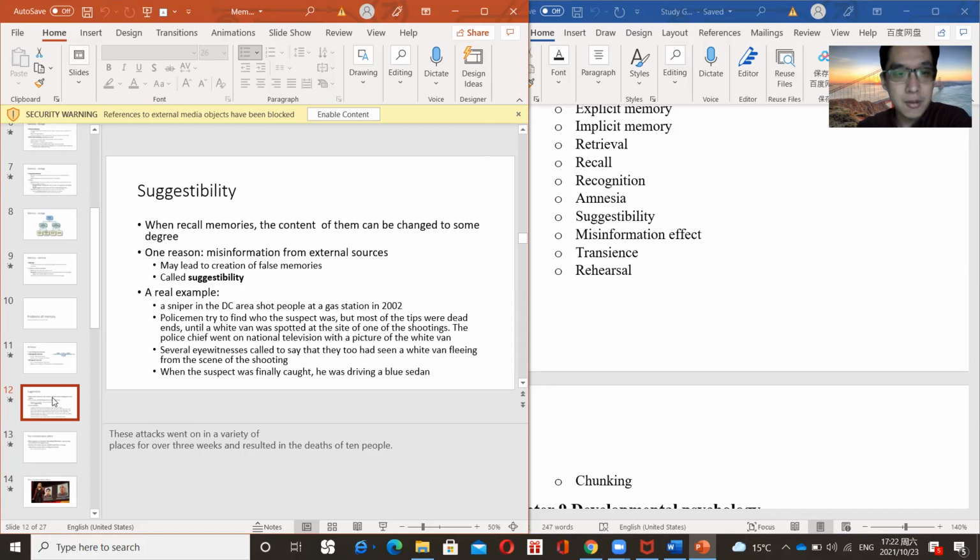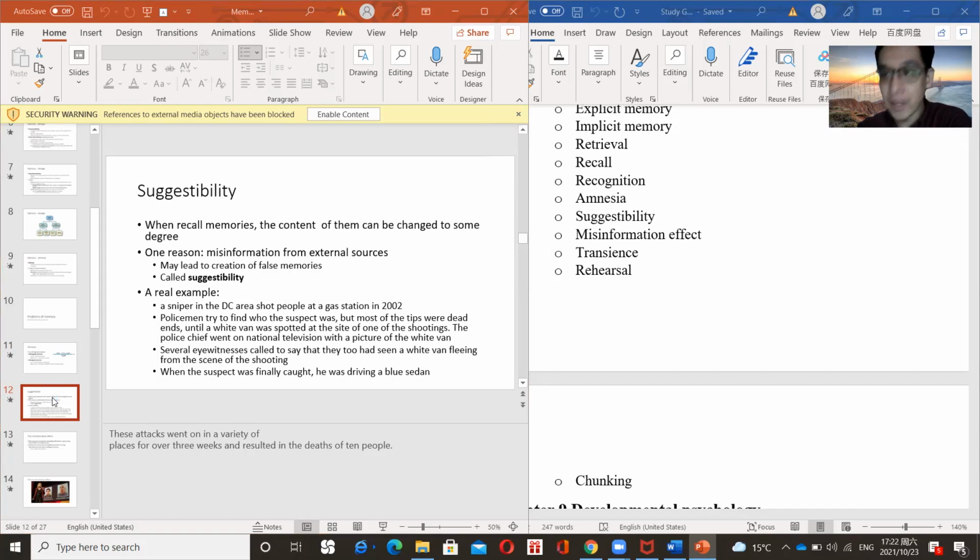Why? Because there is some kind of misleading information from external sources. Because when we recall that memory, something happened in the outside environment. Those events are misleading. So those events make us change the content of that kind of memory.